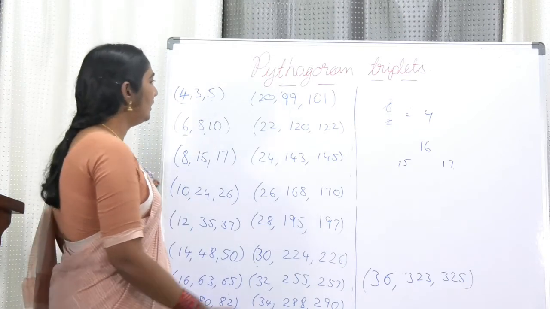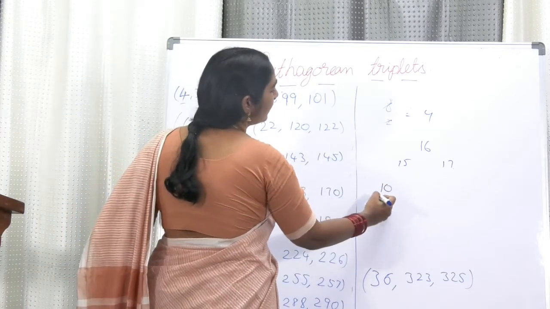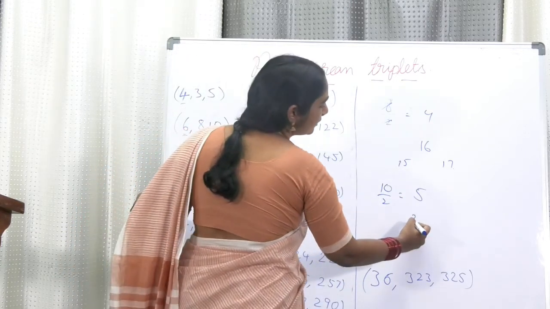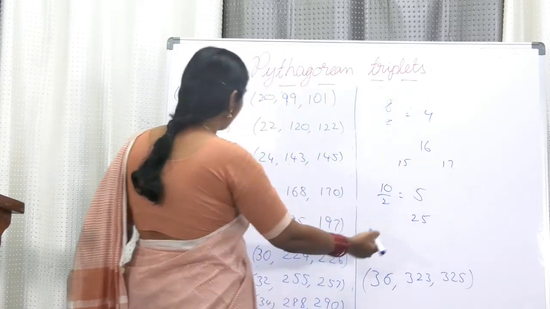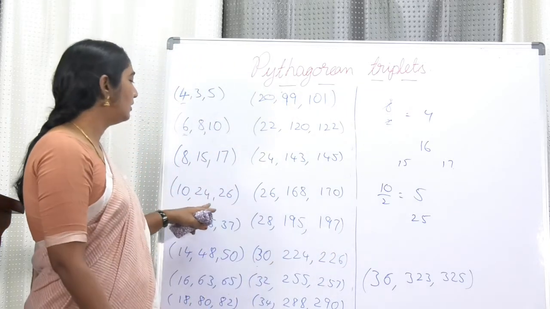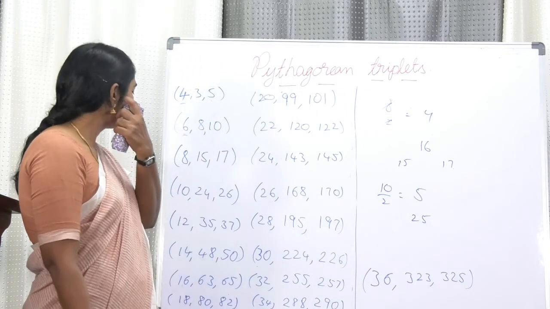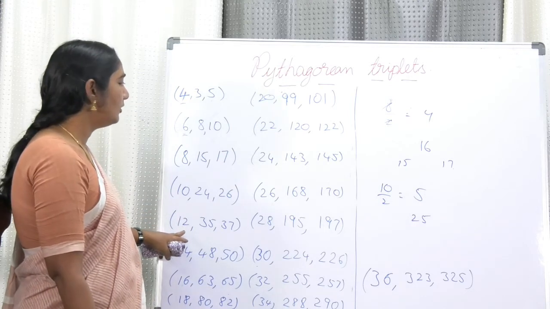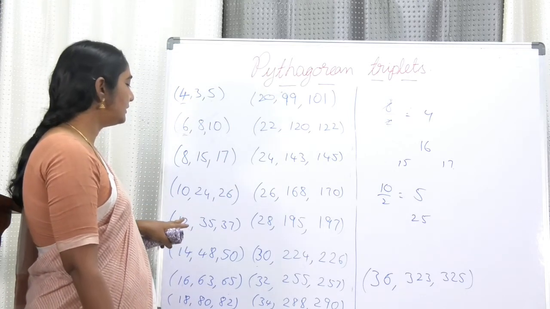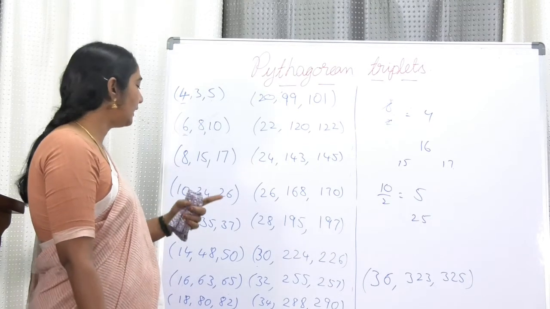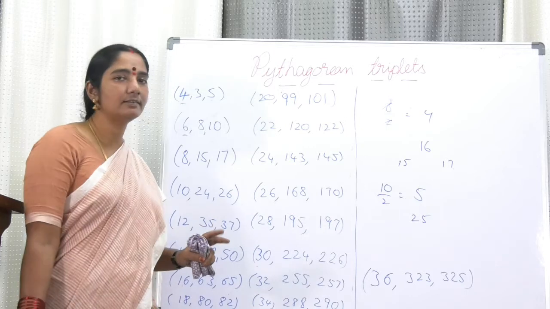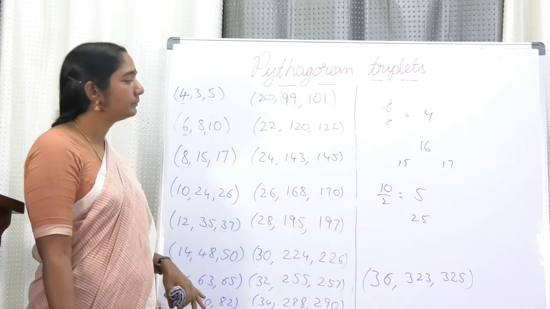Similarly, if you take the first number as 10, divide by 2, you get 5. You make the square of it, that is 25. So one number this side is 24, that side is 26. I think now you understood. If you take 12, divided by 2, that is 6. 6 square is 36. One number this side is 35, one number that side is 37. Like that you please do it.